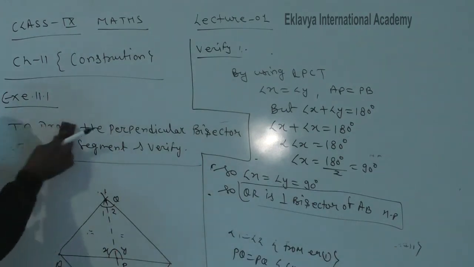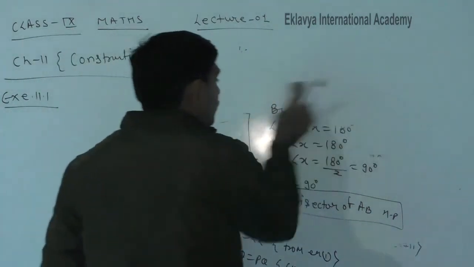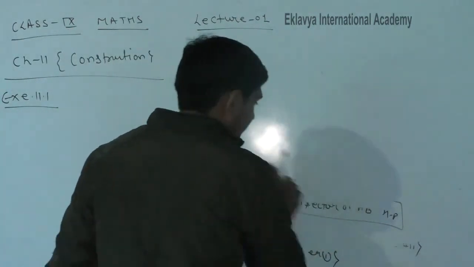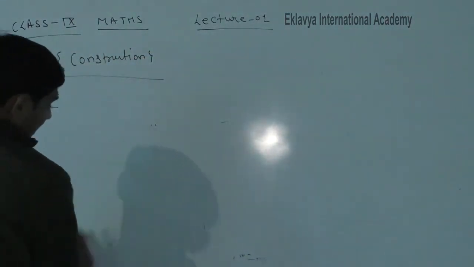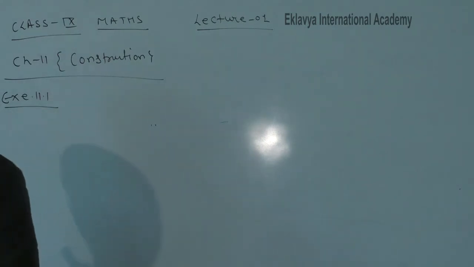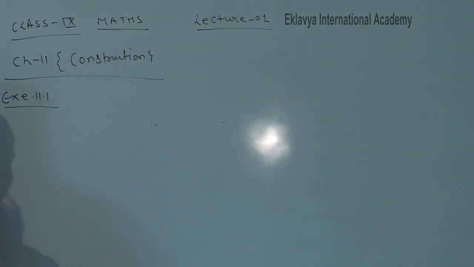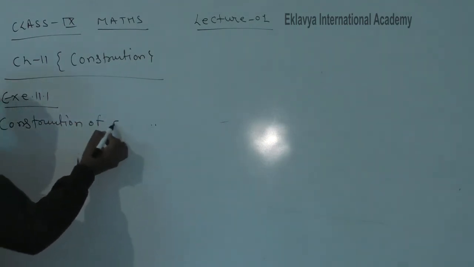Now we will discuss drawing, or constructing, the angles. How we will construct the angle with the help of compass. So which angles can we construct with the help of compass? Multiples of 15 degrees. So next is construction of angle.